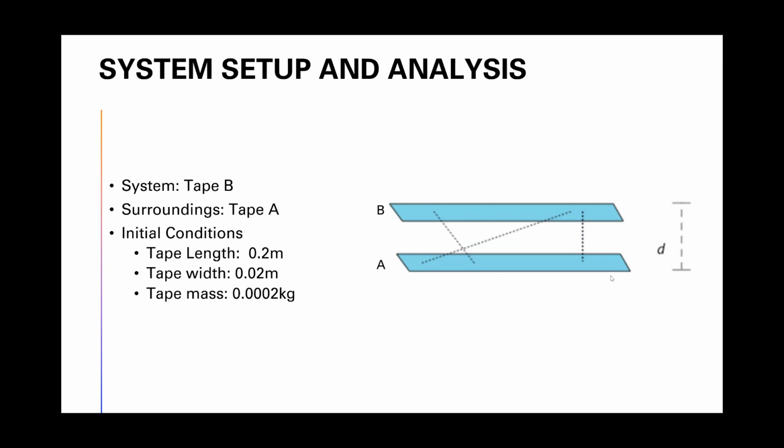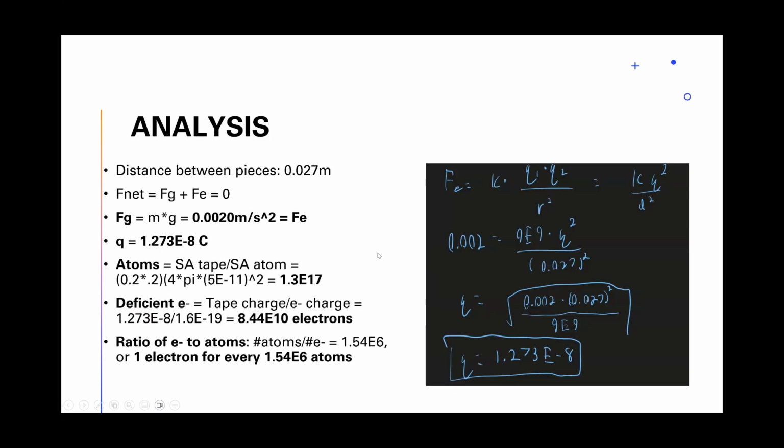For our system setup and analysis, the system is tape B, or the upper tape, and the surroundings is tape A, or the lower tape. Initial conditions are a tape length of 0.2 meters, width of 0.02 meters, and mass of 0.0002 kilograms. Our analysis is that the distance between the pieces was 0.027 meters.